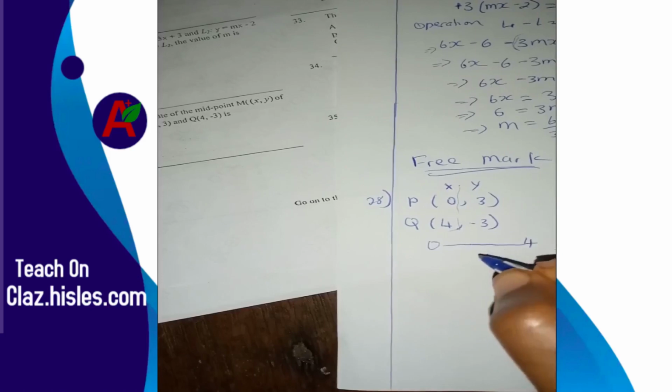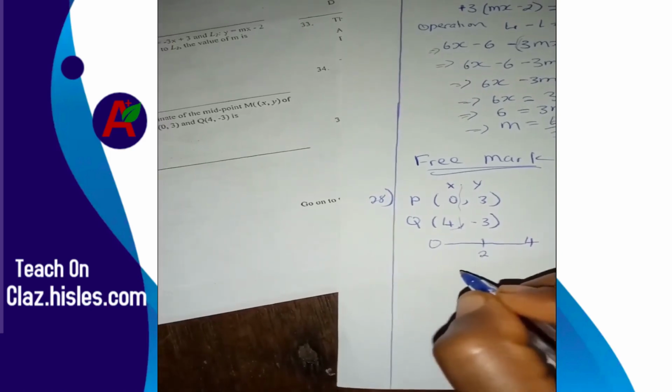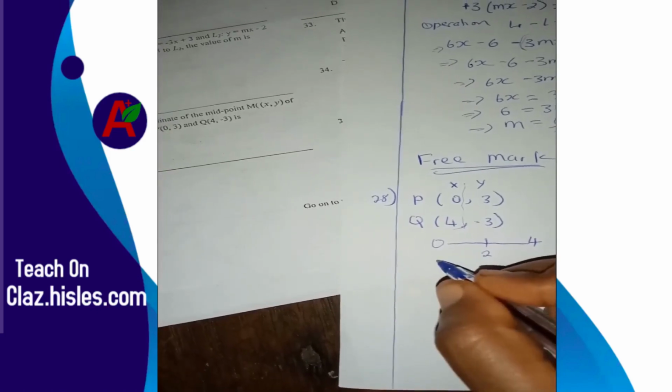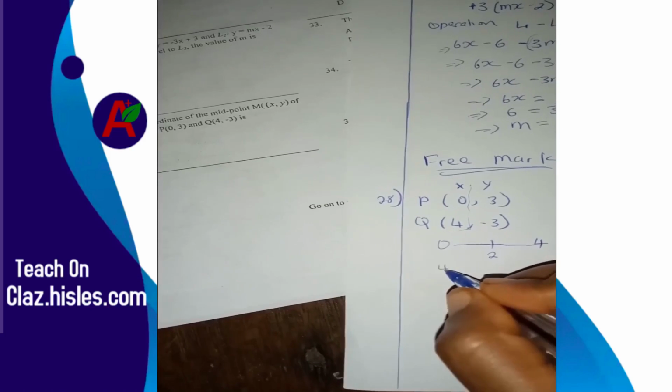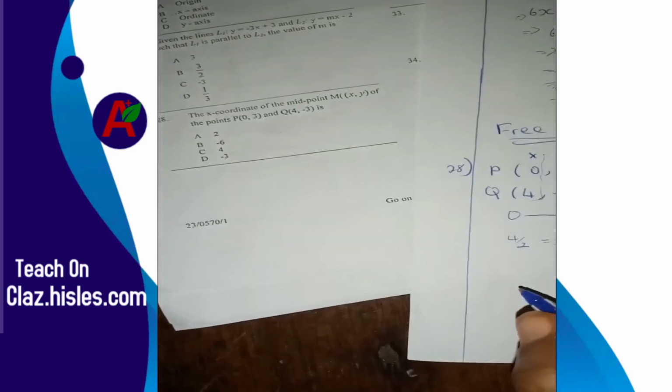0 to 4 is 4. We'll divide this by 2. Our midpoint is 2, because that's 4 minus 0, which gives us 4, and 4 divided by 2 will give us 2. So our midpoint is 2 in our x-coordinate. Okay, so our answer to question 28 is A.